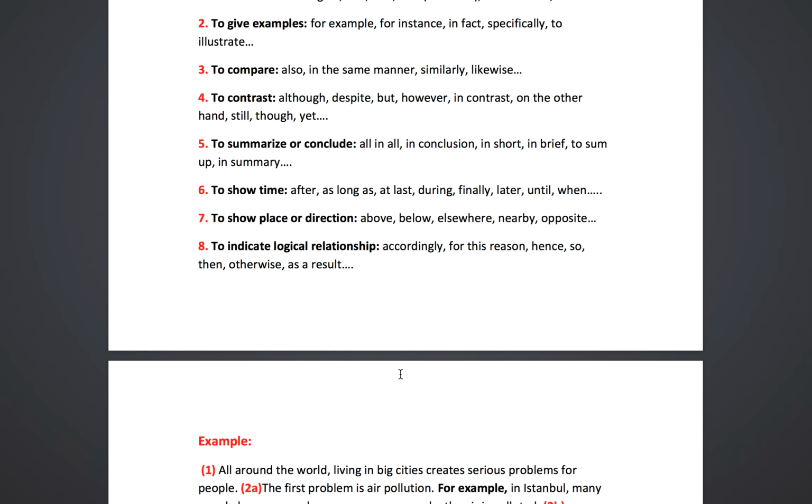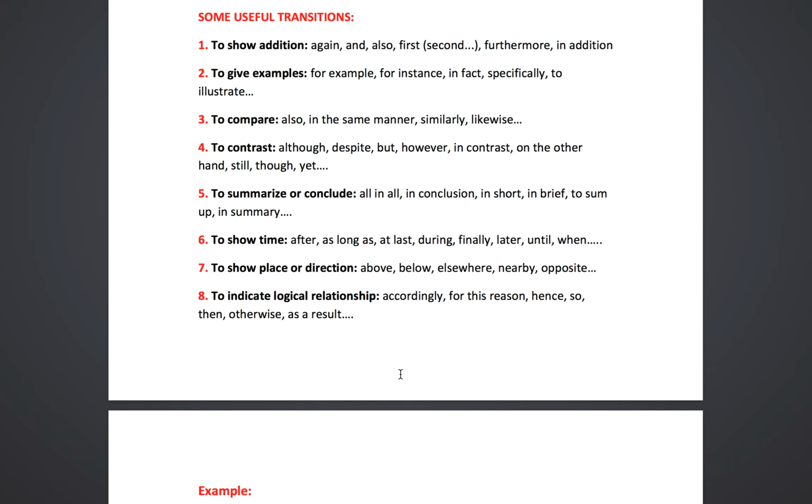But if you want to show contrast between two things, you can use although, despite, but, however, in contrast, on the other hand, still, though, yet. When you reach the point of writing, you have to have information about this stuff, so it makes it easier for you to have these words and to use them in your writing.